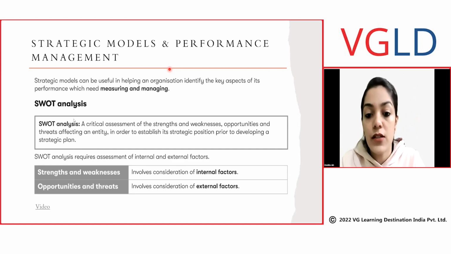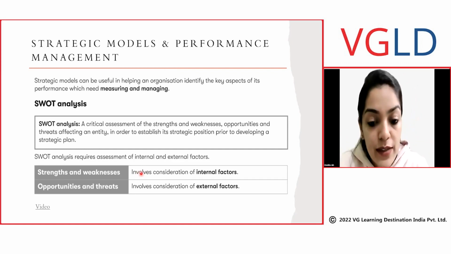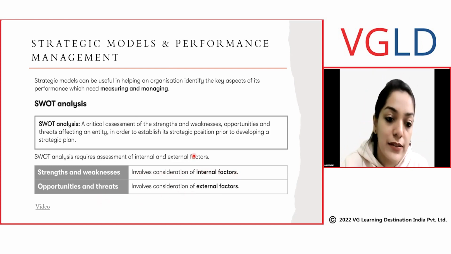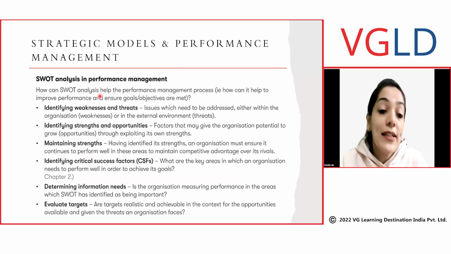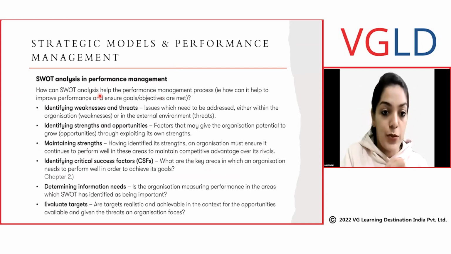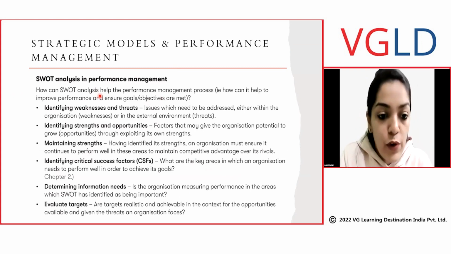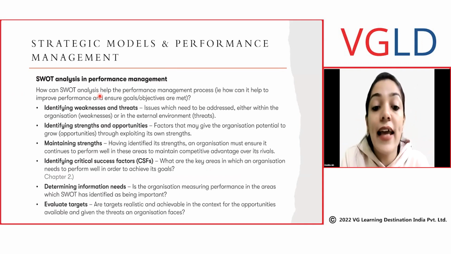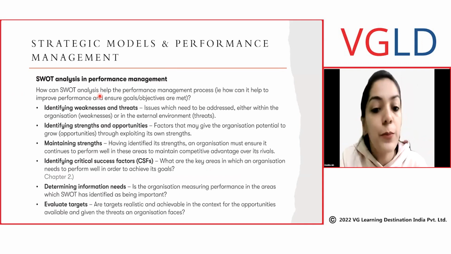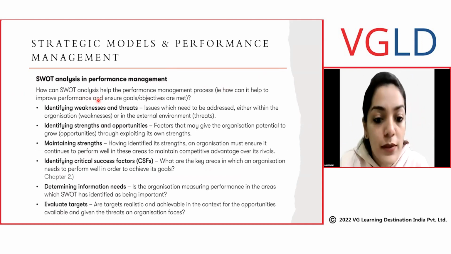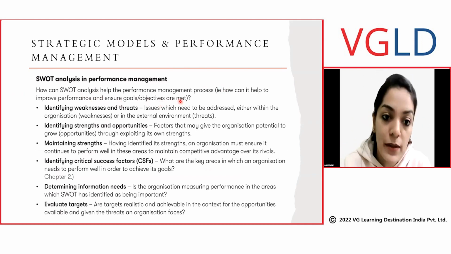Okay. So that's what's given here. Strengths and weaknesses involve consideration of internal factors, and opportunities and threats involve consideration of external factors. Now let's see the relevance of SWOT analysis in performance management. So that one slide was an introduction on SWOT analysis. Now let's see how SWOT analysis can help in the performance management process. How can it help to improve the performance and ensure goals and objectives are met?